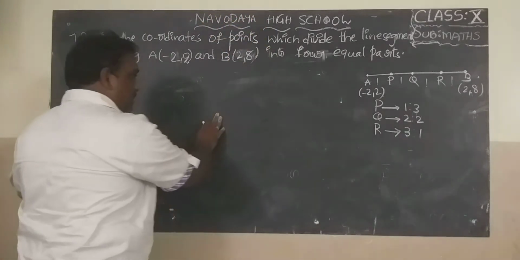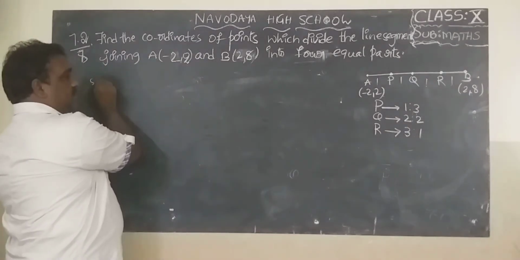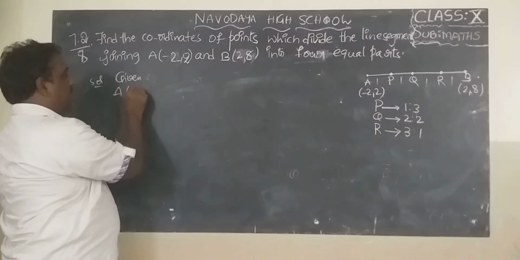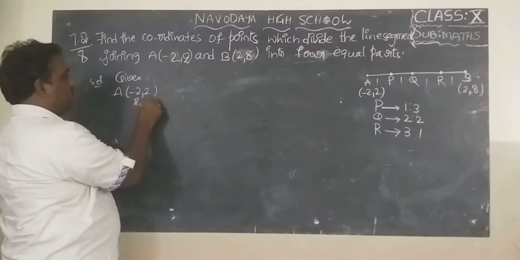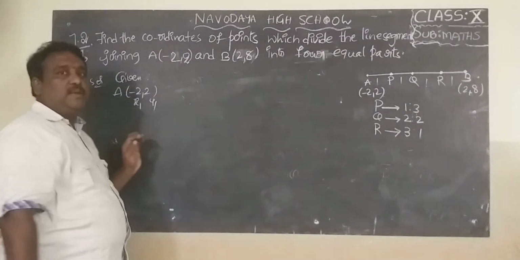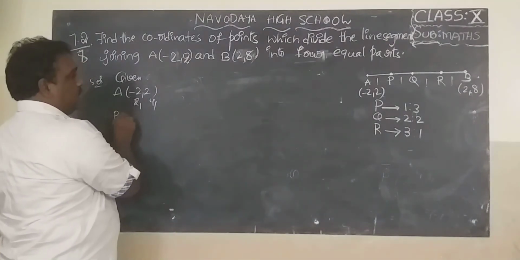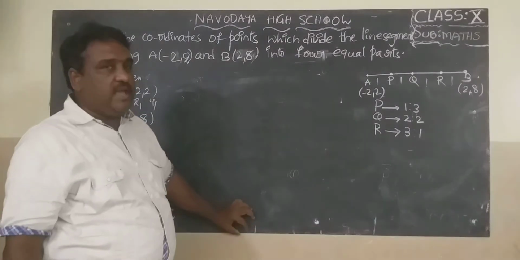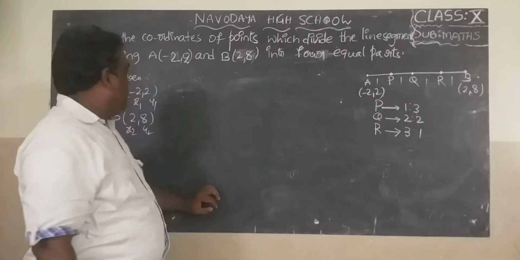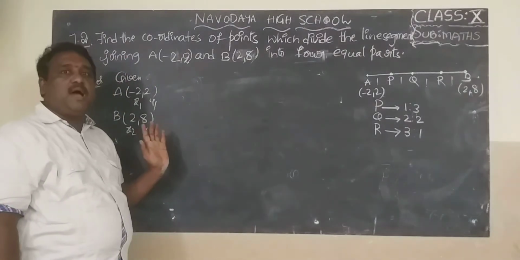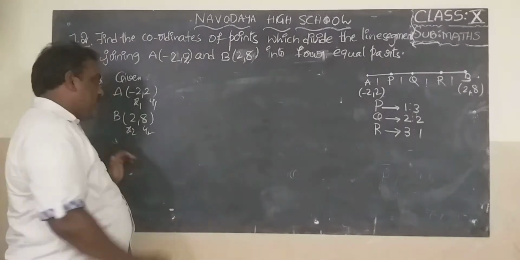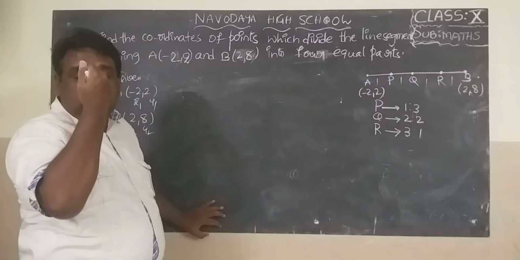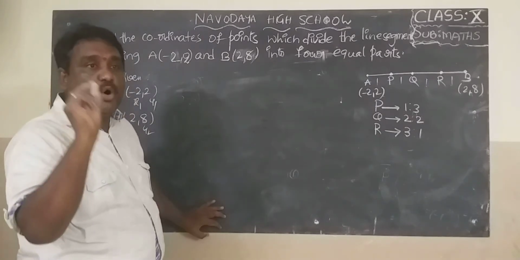Same matter here again. Solution: the same matter is given. First point A is (-2, 2), let it be x1, y1. Second point B is (2, 8), let it be x2, y2. Then, as I told you already, P, Q, R are the dividing points.